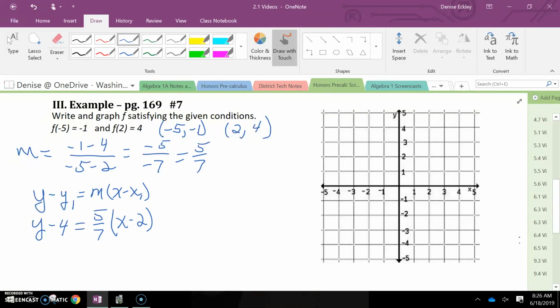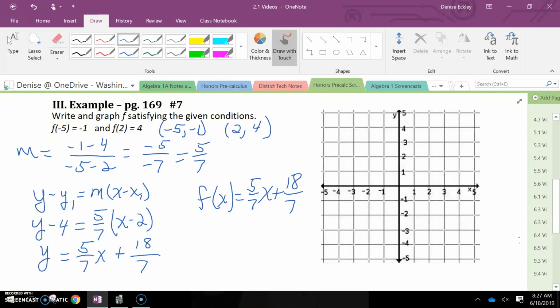And then solving for y, I get y equals 5/7 x plus 18 over 7. So here's my f of x. And now I'm going to graph it.